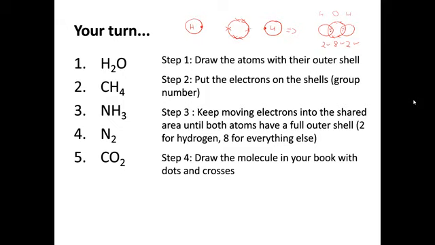So I've drawn the atoms with an outer shell, I've put the electrons on the shells, I've then kept moving the electrons into the shared area until I've got a full outer shell, and then I've drawn the molecule in your book. Sorry, on my slide, so you're going to draw in your book. So I want you to do that for 2, 3, 4, and 5, and then the answers are on the next slide. So pause the video and have a go at those.